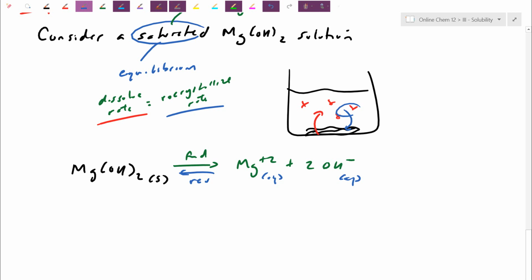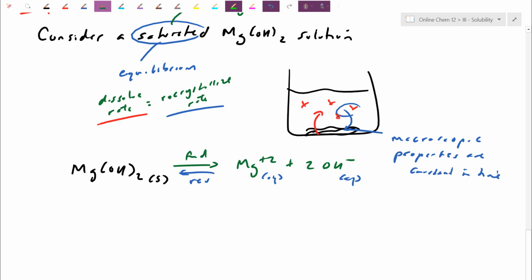Again, macroscopic properties are constant in time. So it looks like nothing's happened. It looks like we've hit this balance. It looks like everything is stopped. And yet we see, again, in chemistry, time and time again, the reactions are continuing to occur.